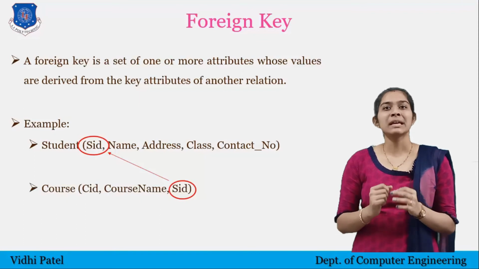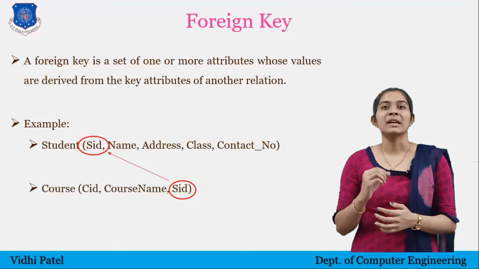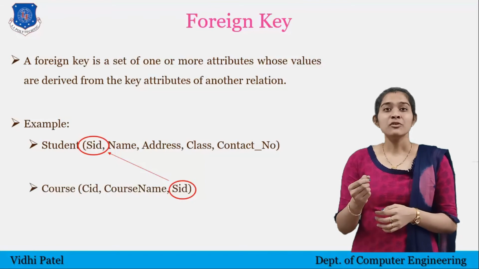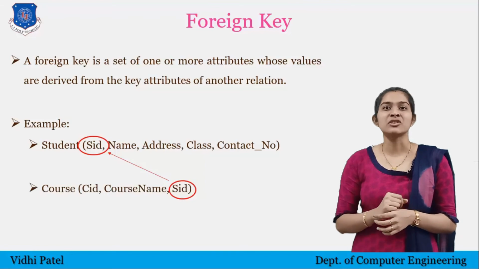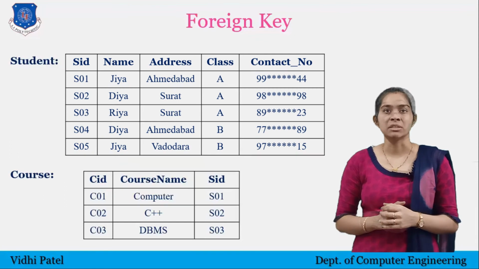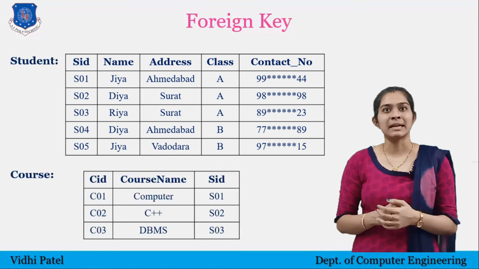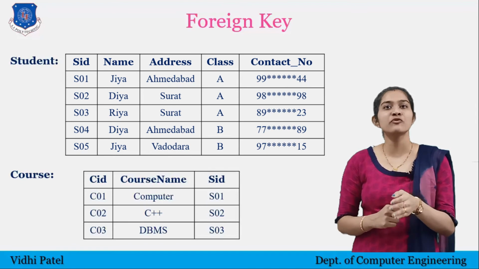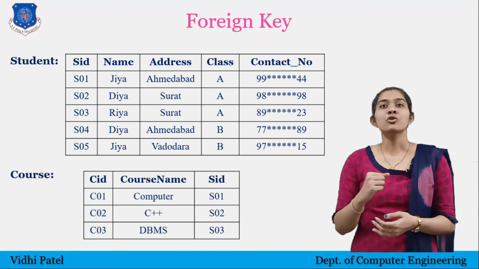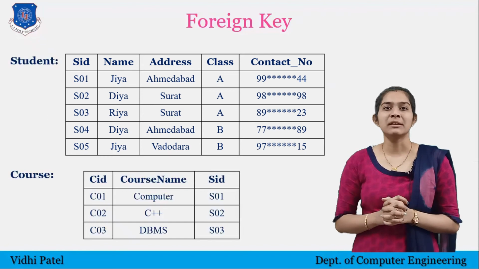A foreign key can have only those values which appear in another relation where it is defined as a candidate key attribute. So, values of student ID in the course relation must appear as values of student ID in the student relation. For example, if a course C01 has a student ID S01, then S01 must appear as a student ID in the student relation. No course can refer to a student which is not present in the student relation.